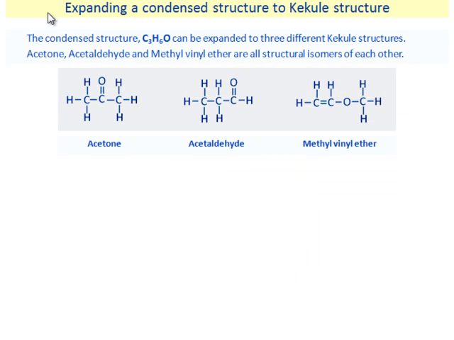Expanding a condensed structure to a Kekule structure. The condensed structure C3H6O can be expanded to three different Kekule structures: acetone, acetaldehyde, and methyl vinyl ether are all structural isomers of each other.